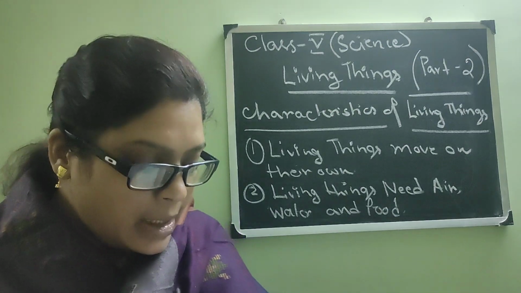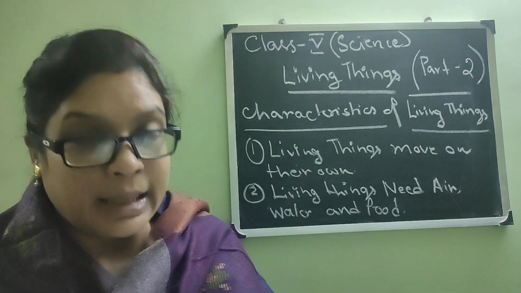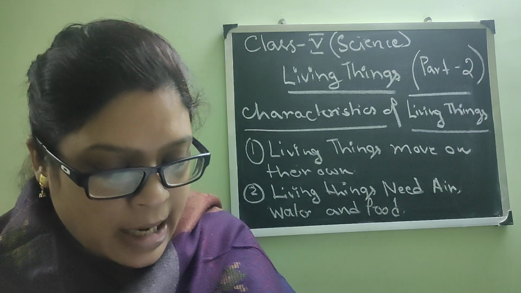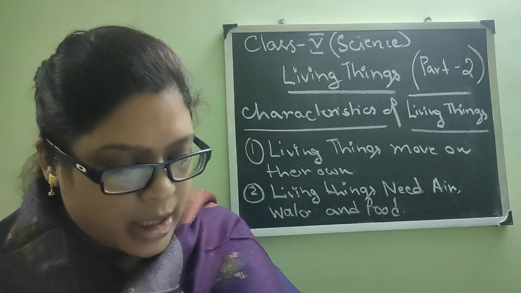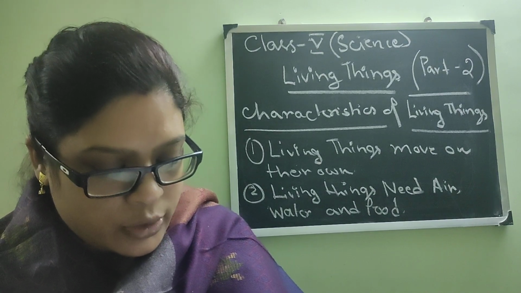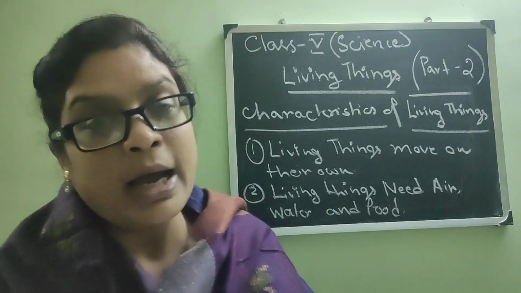Most plants have a green substance called chlorophyll in their leaves. It helps them to make their own food using sunlight, carbon dioxide from the air, and water from the soil through the process called photosynthesis. Animals do not have chlorophyll.